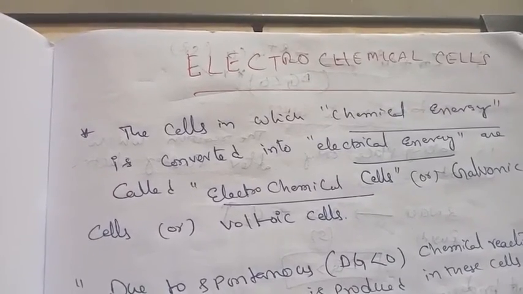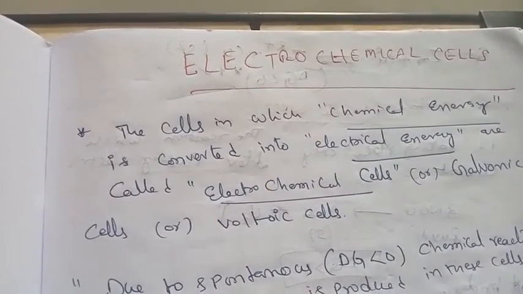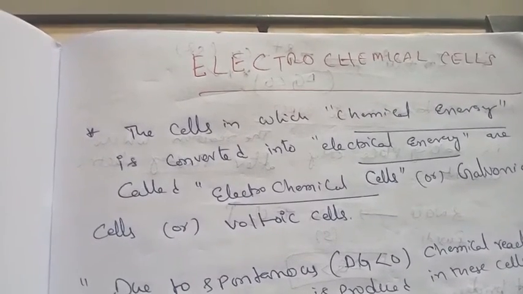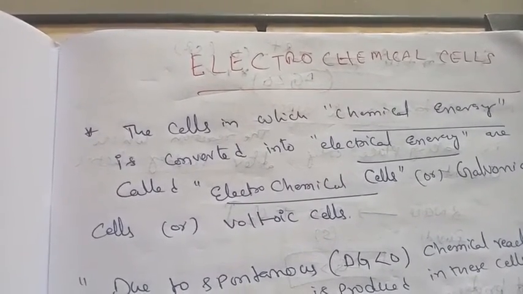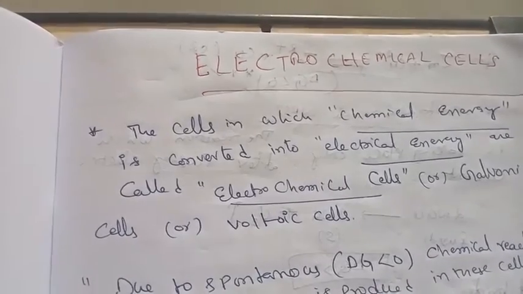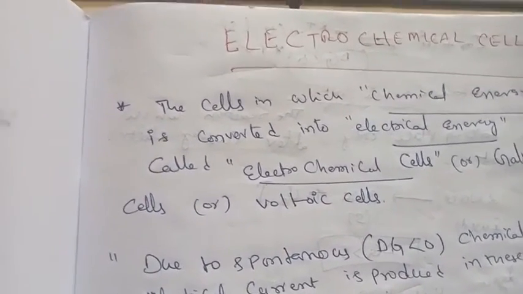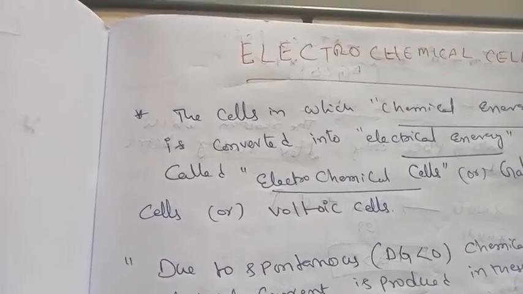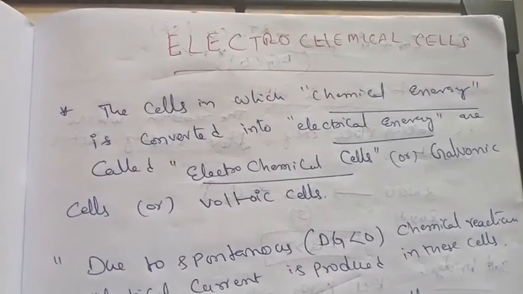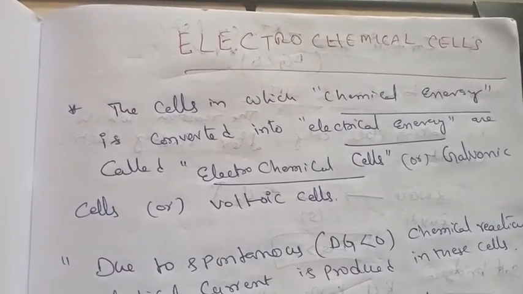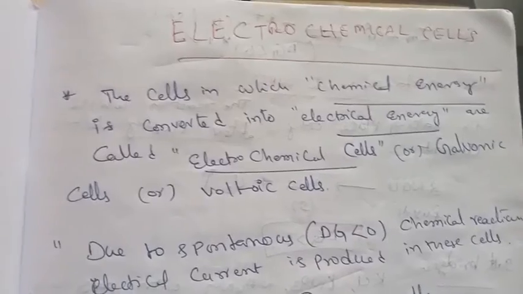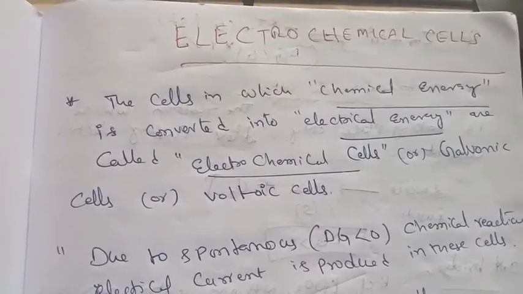Now, electrochemistry, very important. So what is meant by electrochemistry? It is the branch of chemistry in which electrical energy can be converted into chemical energy, or chemical energy can be converted into electrical energy, vice versa. This branch is very important nowadays, and without electrochemistry we can't imagine anything in this world.